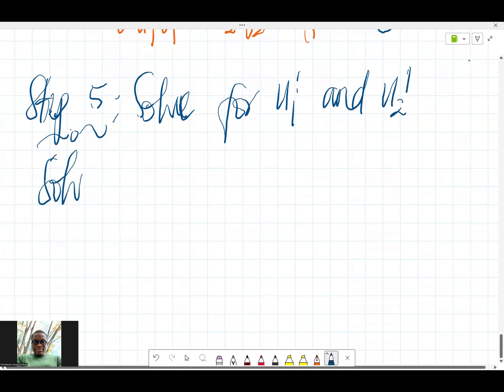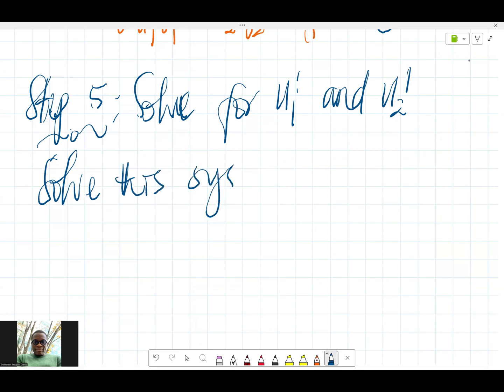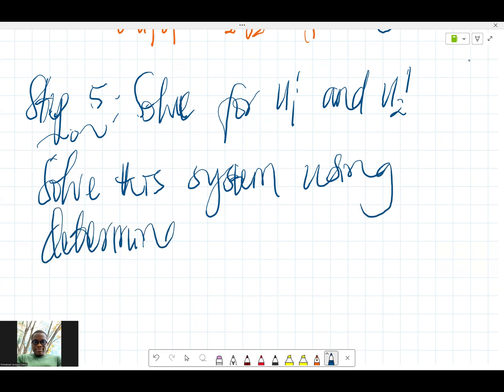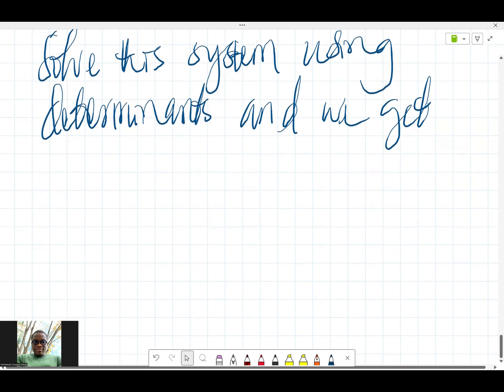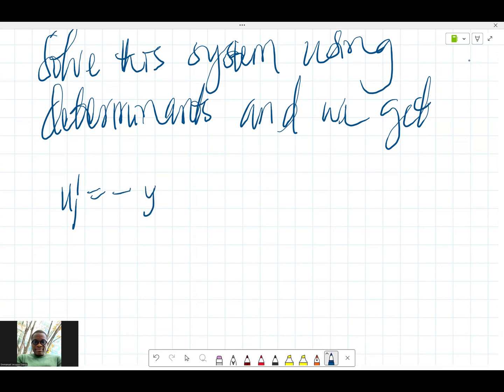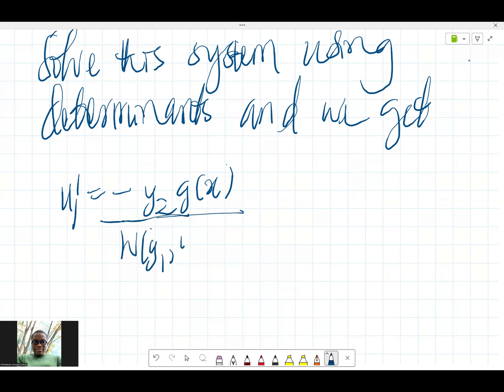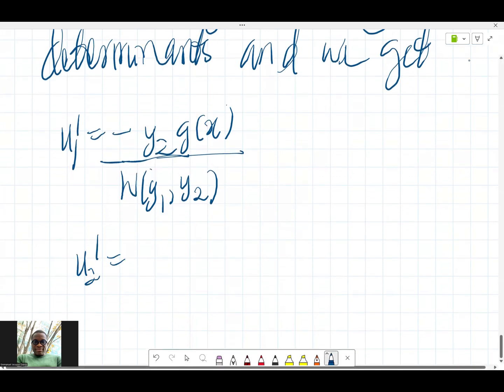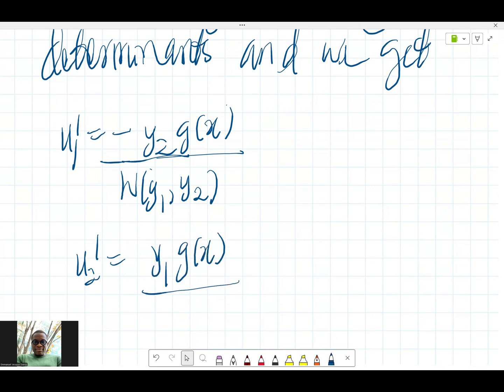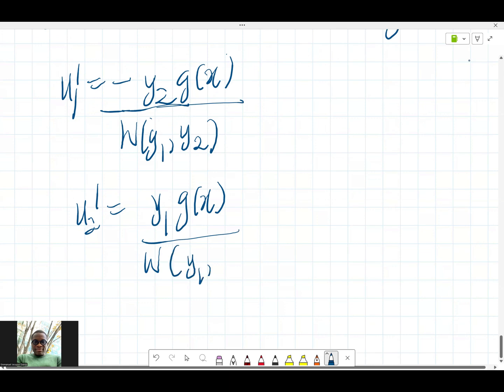Okay, we solve this system using determinants and we get u1 prime equals minus y2 g of x all over w of y1 comma y2, and u2 prime would be y1 g of x, if we solve that equation up there, right? And that would be w of y1 comma y2.